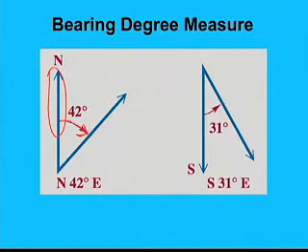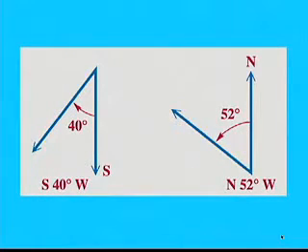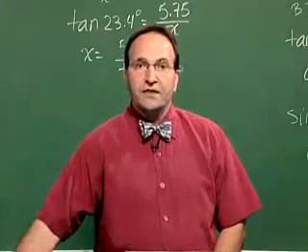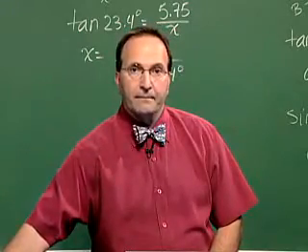In the second example on the right, we have south 31 degrees east. So this time we start on the southern line and we move 31 degrees towards the east. In my next example, I have south 40 degrees west, and that's on the left-hand side, and on the right-hand side, I have north 52 degrees west.